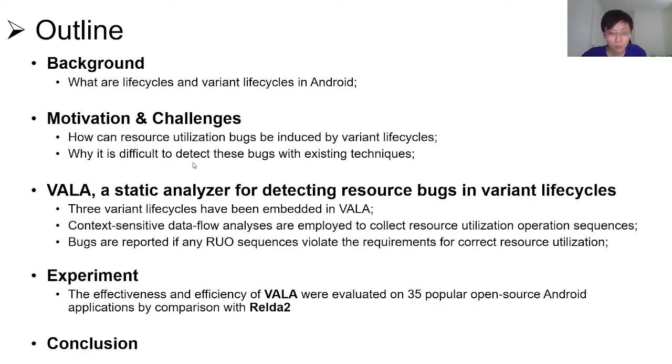Here is our outline. We'll first illustrate what variant life cycles in Android are, and in these variant life cycles, how resource utilization bugs can be induced. Next, we will introduce our VALA, a static analysis for detecting resource utilization bugs in variant life cycles. After that, we will show our experiment on certified popular Android applications, and the last part is our conclusion.